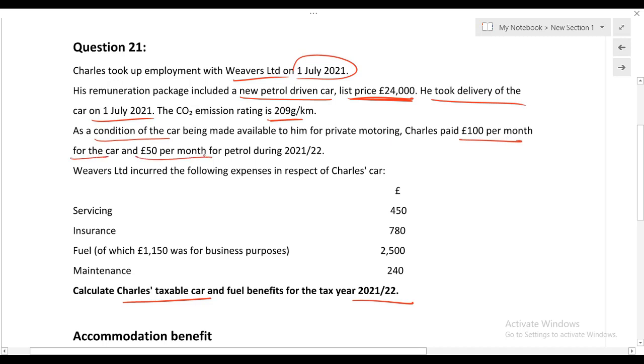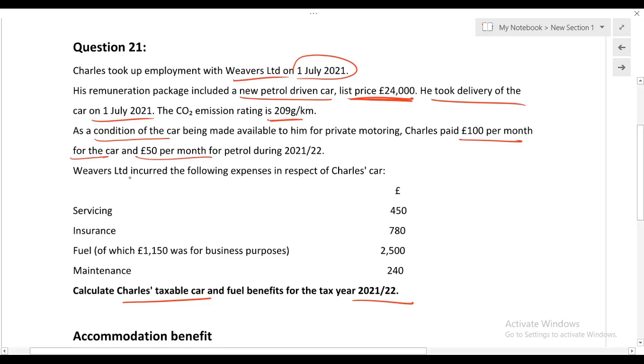Now listen carefully. If Charles is contributing towards usage of the car, it reduces the car benefit. But if Charles reimburses partially for the fuel benefit, then partial reimbursement of the fuel benefit does not reduce the fuel benefit.